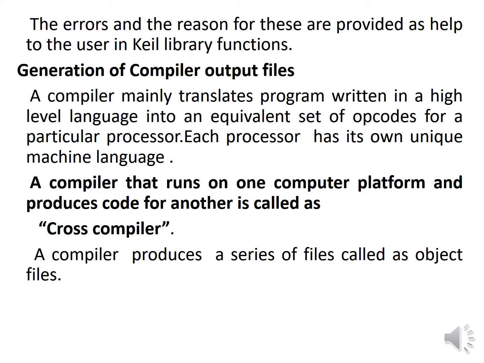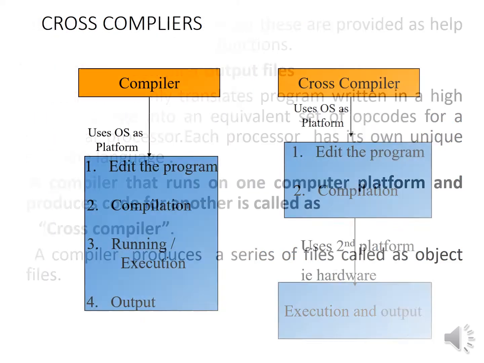Generation of compiler output files. A compiler mainly translates a program written in a high level language into an equivalent set of opcodes for a particular processor. Each processor has its own unique machine language. A compiler that runs on one computer platform and produces code for another is called a cross compiler. A compiler produces a series of files called object files.